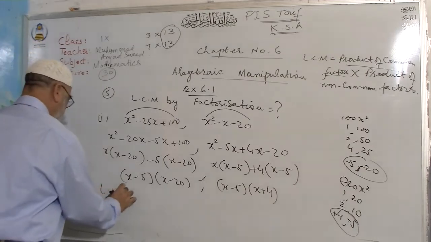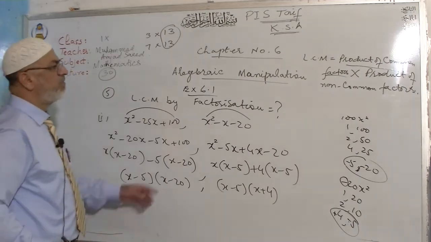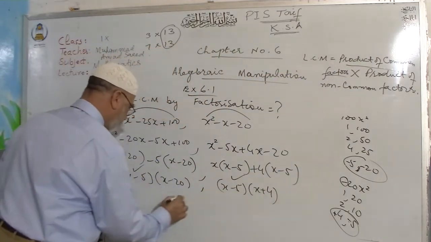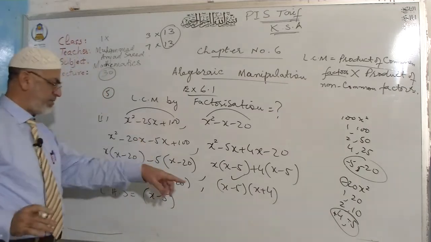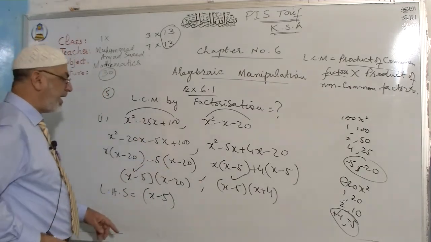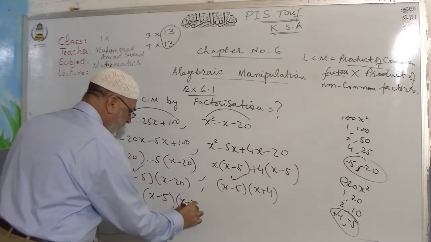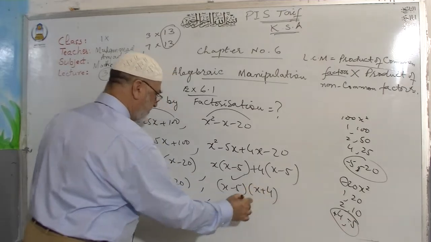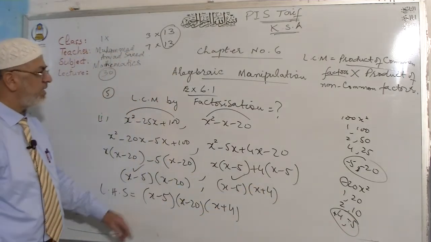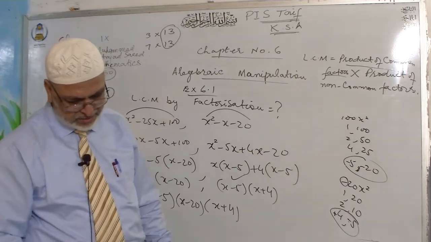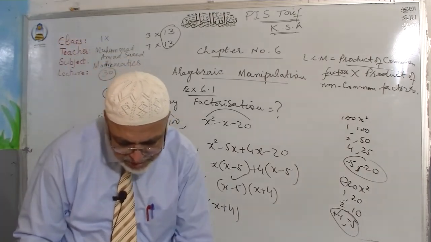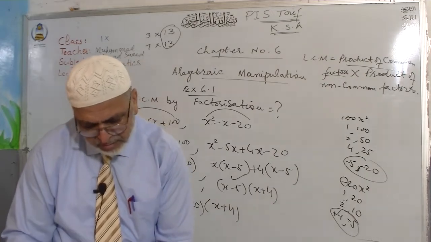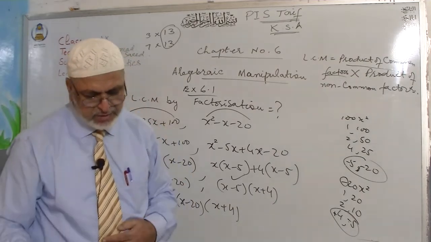Now, my dear students, the LCM is equal to the product of common factors, the formula which is present in both. This is the common factor, it is taken one time. Product of common factor and non-common. Which are non-common? x minus 20 here and x plus 4 from here. So in this way, that is your LCM. Similarly, you can do part number 2, 3 and 4. We can do one part.